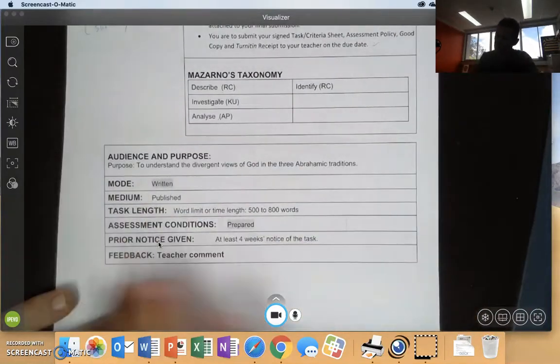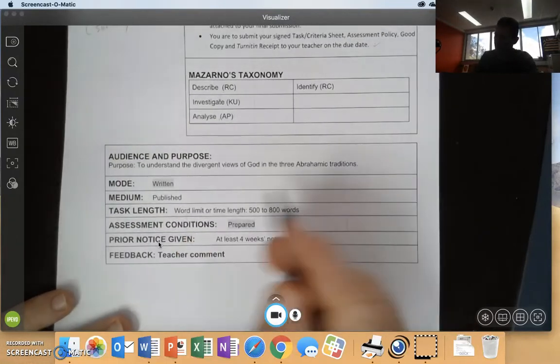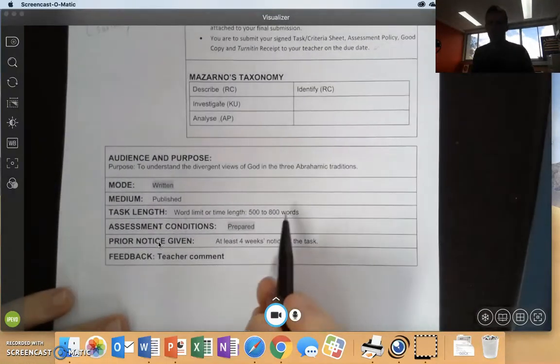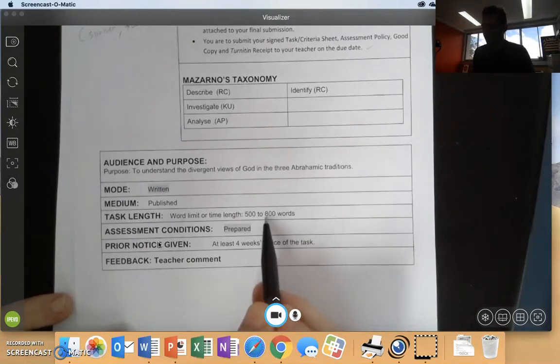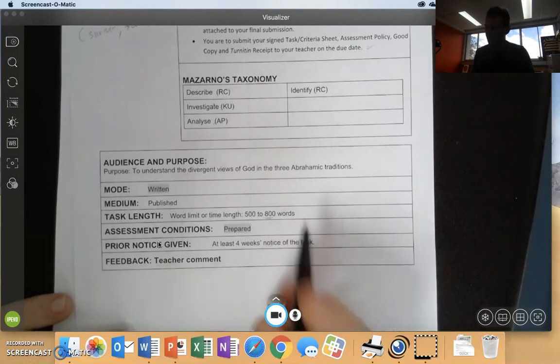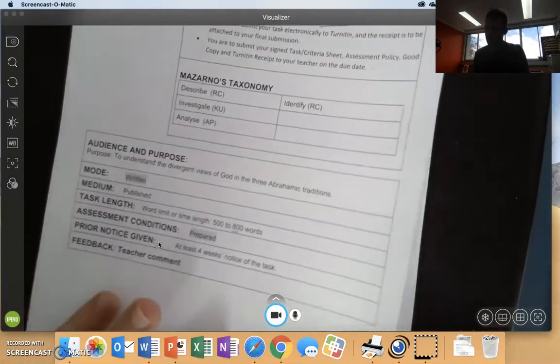The audience and purpose is here. Now, I won't go through that, so you need to know that. Just have a quick read through that. Again, 500 to 800 words. I'd be very surprised if you could manage this in 500 words. 800 words is what I'd be aiming for. And you've got about 4 weeks, and we'll be going through it.